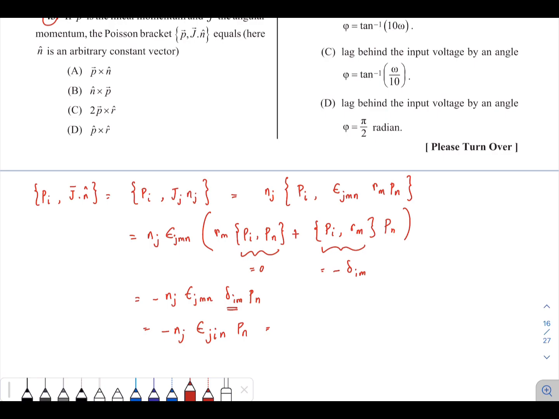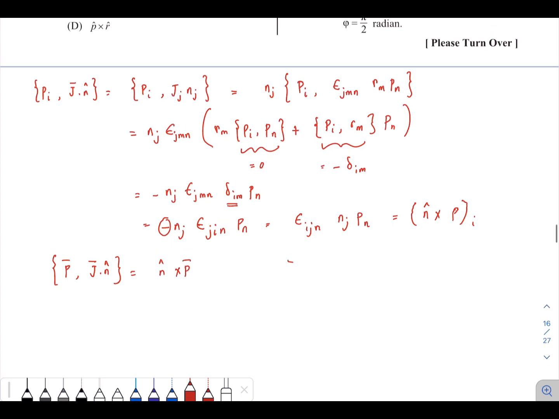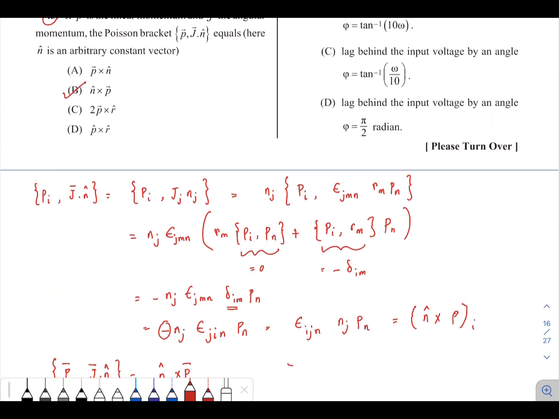Now you absorb this minus sign in the epsilon, that is epsilon_ijn nj p_n, and this is exactly equal to n cross P, its ith component. Thus we have P as a vector, Poisson bracket with J·n, is equal to n cross P. So option B is the correct answer.